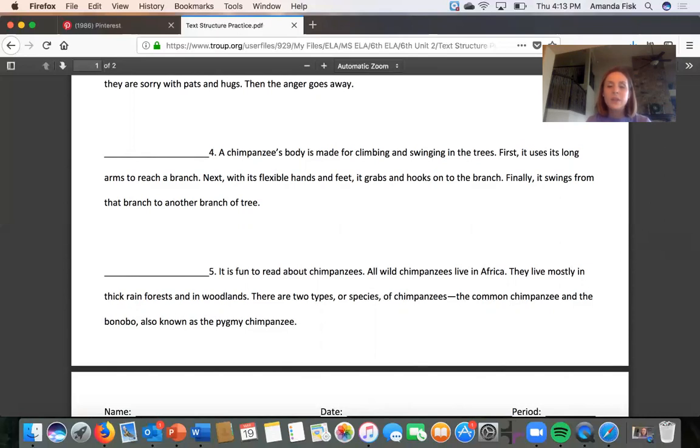Let's think about what they did tell us. They said it's fun to read about them. They live in Africa. They live in rainforests. They live in woodlands. This sounds like a bunch of facts or characteristics or details about chimpanzees. Which type of text structure do you think would be the best choice for this question? If you guessed description, you are so right. I'm so proud, because this is simply giving you those details about chimpanzees.